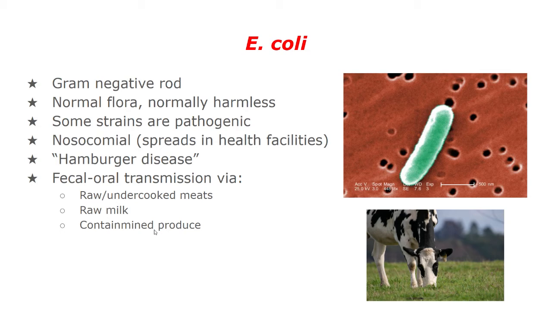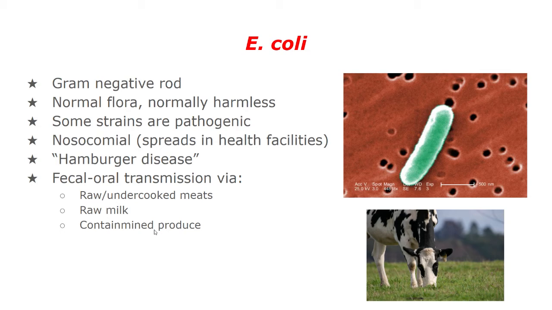Additionally, because E. coli is all over and it's in our normal flora, meaning it's going to be on our fingers sometimes, it can spread in hospitals or nosocomial settings quite frequently. A nickname for it is hamburger disease. We're going to get into why that is quite quickly here. And it is transmitted via fecal-oral routes.